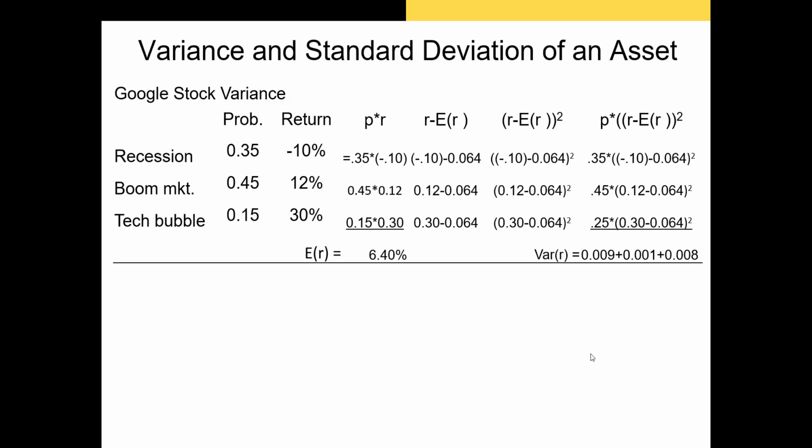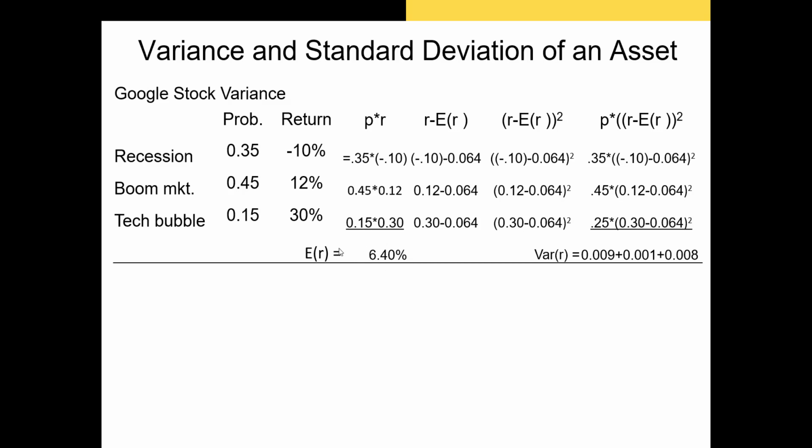So in this case, what we're going to do is start off with that exact same example that we had earlier, and we are going to take the probability times the return for each case, the recession case, the boom market case, and the tech bubble case, and that's how we get our products here. And again, we're calculating our expected stock return.